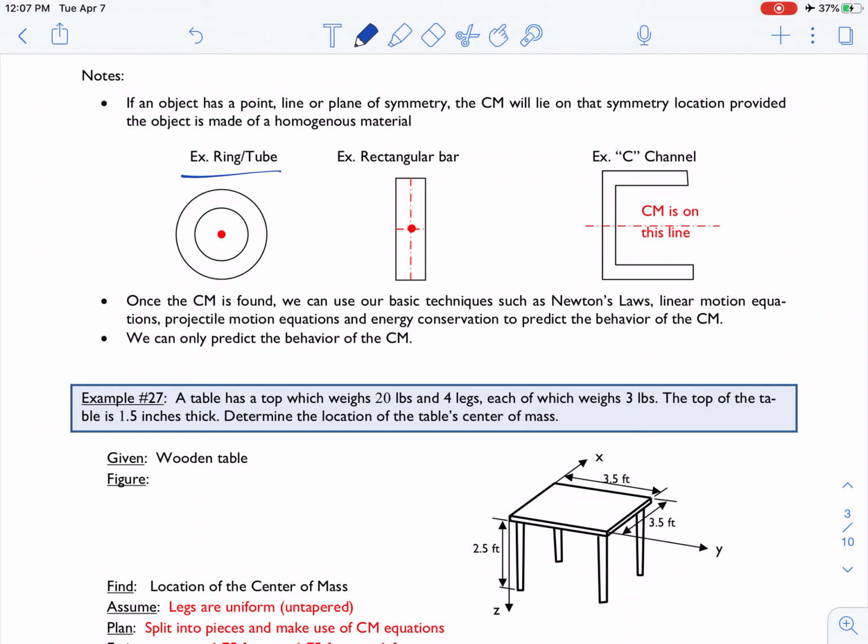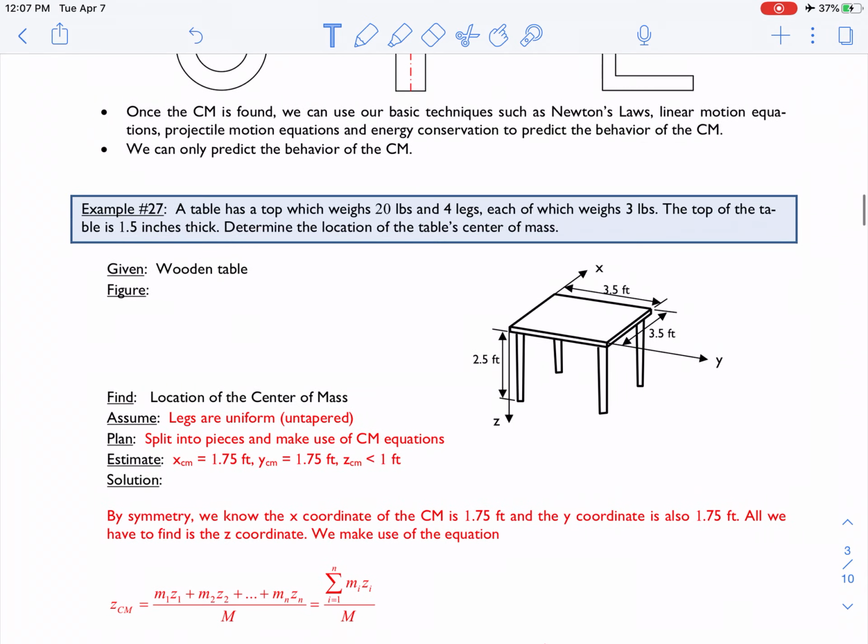So once the center of mass is found, again, we can use our basic techniques like Newton's laws and linear motion equations, projectile motion equations, energy conservation, all those things that we learned to predict the behavior of the center of mass point. Okay, so we are going to still do that part. We are learning how to figure out the center of mass point first. Next is an example problem.